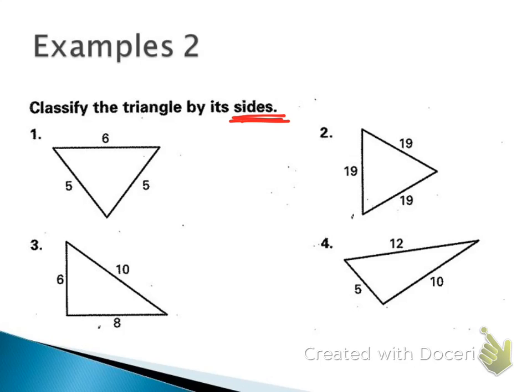All right, number 1, what do you guys think? Isosceles, good. 2 sides have the same measure, so this is isosceles. Number 2. They're all the same. Equilateral, good.